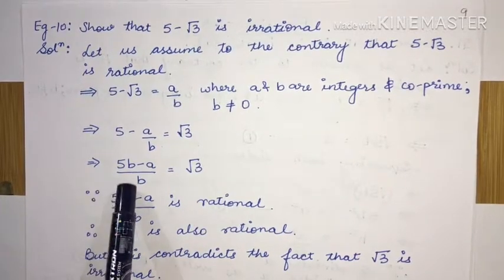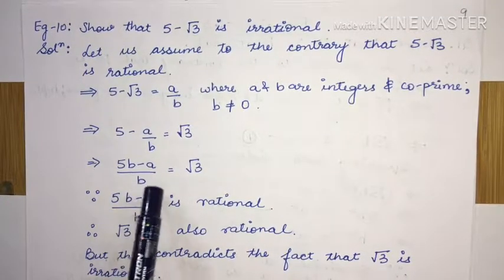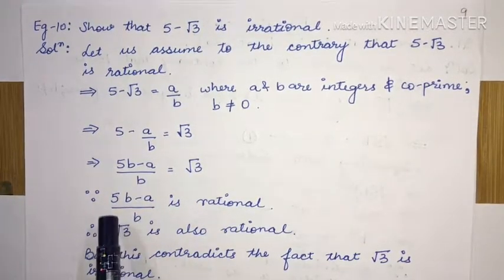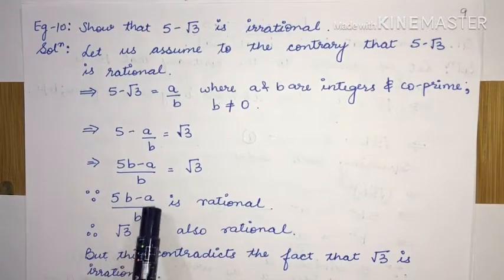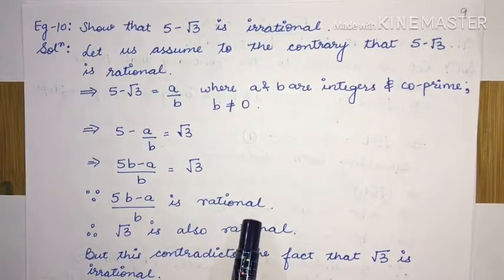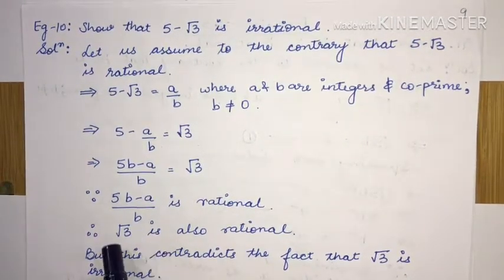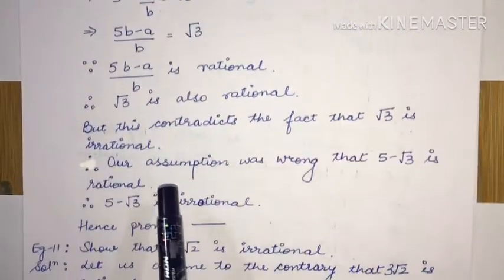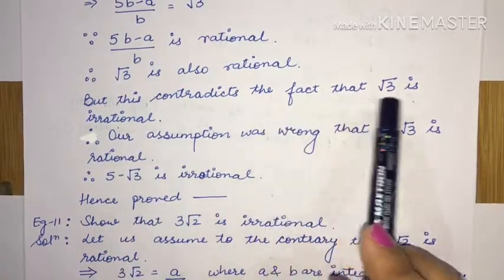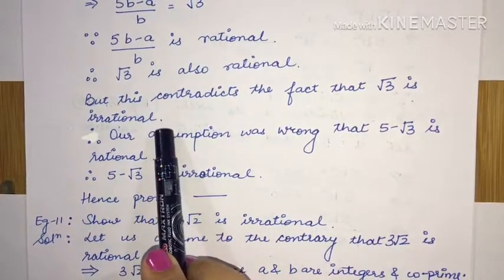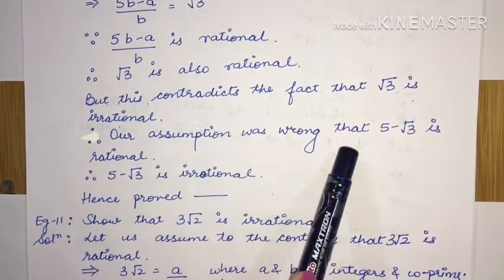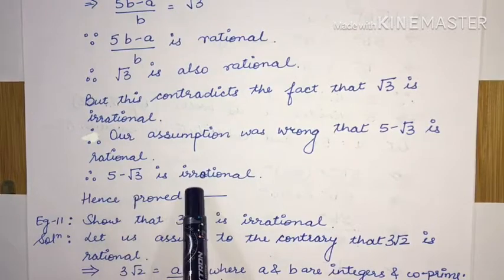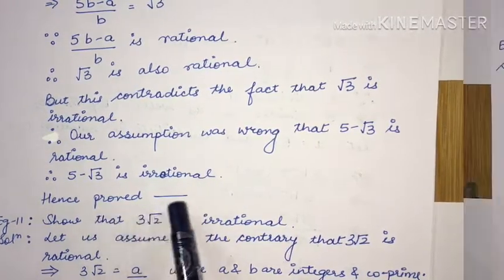Now, this implies 5b minus a upon b is equal to root 3, as we are taking the LCM over here. After that, since 5b minus a upon b is rational as it is in the form of a upon b, therefore root 3 is also rational as it is equal to it. But this contradicts the fact that root 3 is irrational. Therefore, our assumption was wrong that 5 minus root 3 is rational. Therefore, 5 minus root 3 is irrational. Hence proved.